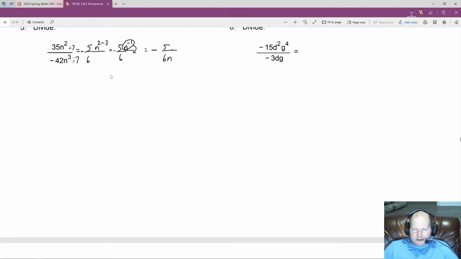Next one is a negative divided by a negative, so it's going to be a positive. And 15 divided by 3 is a 5.